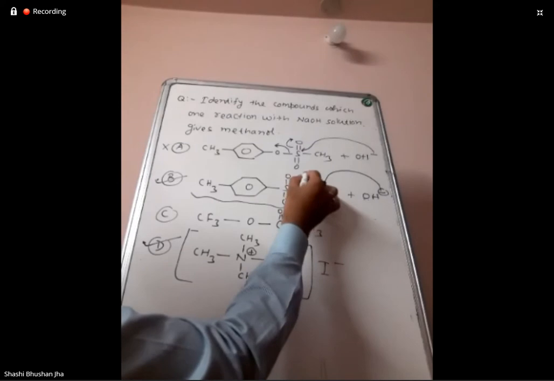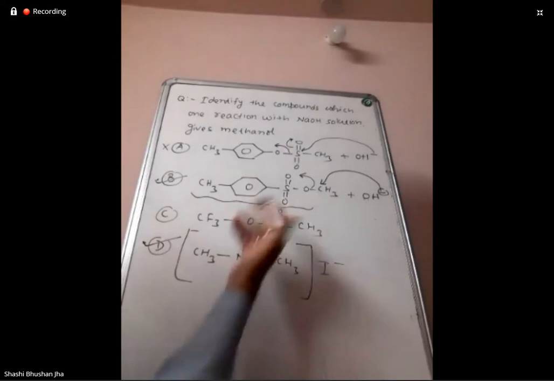So this OH minus is going to attack on carbon and this will depart. This will be the leaving group. So you will get methanol and that sulfonate.